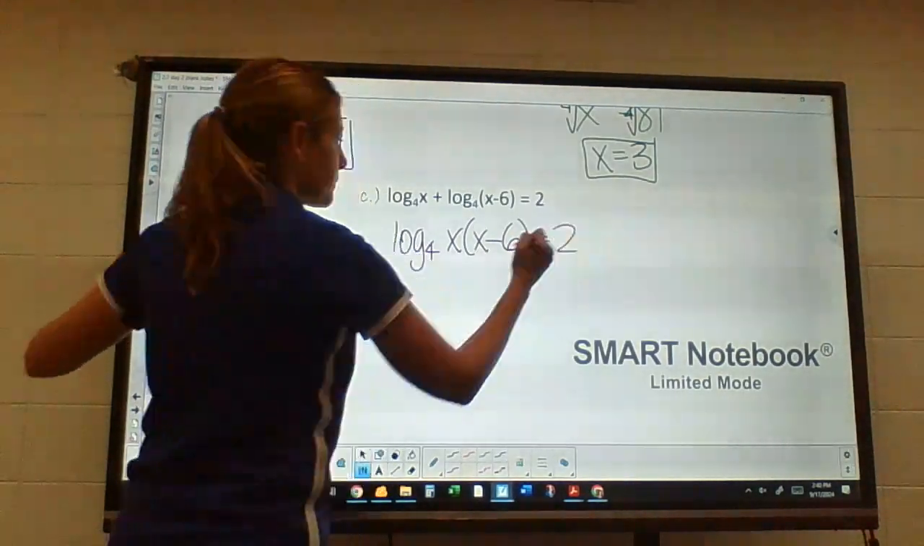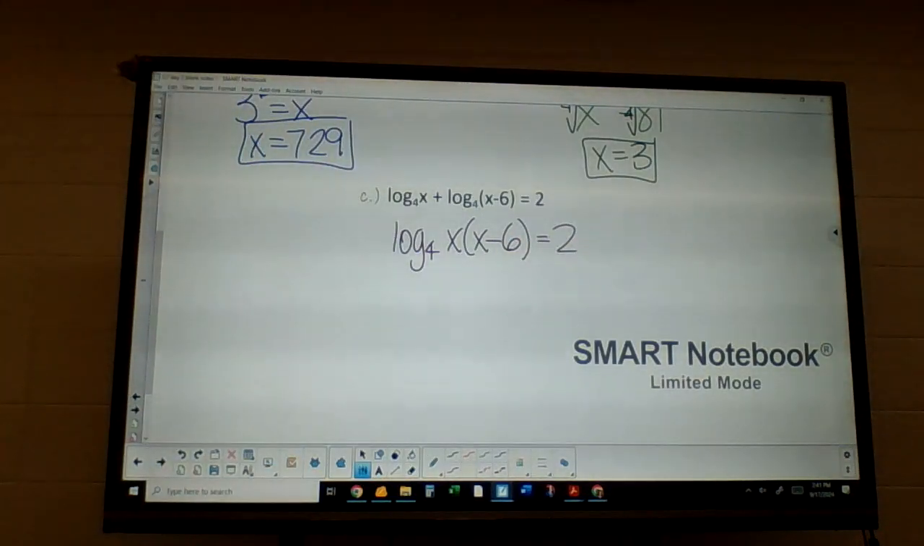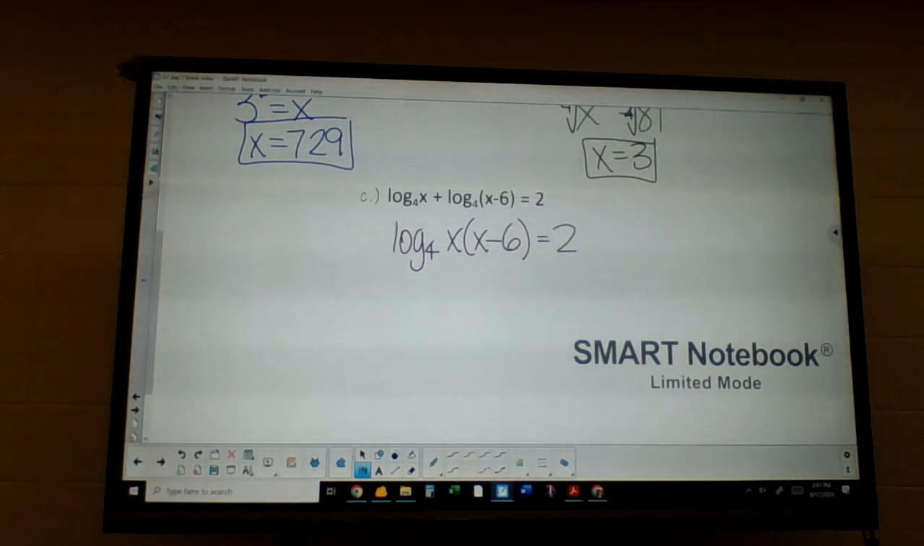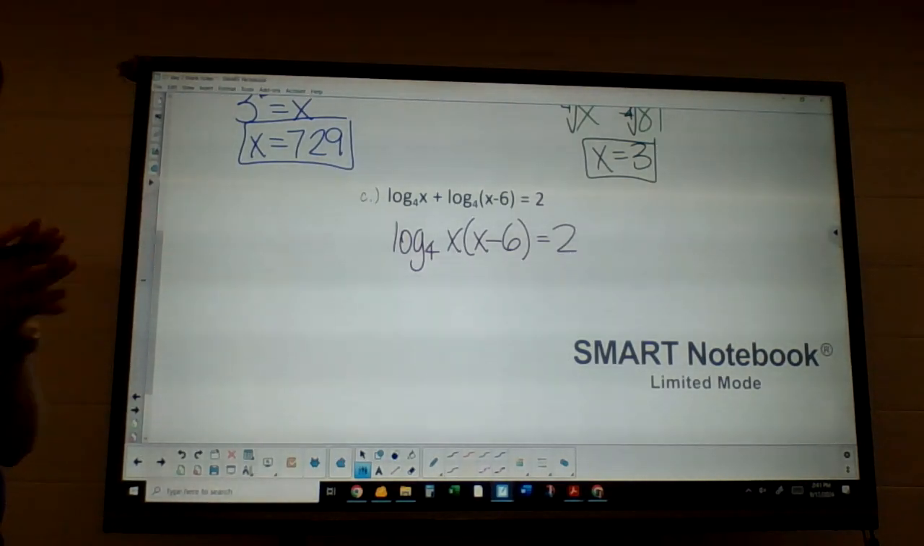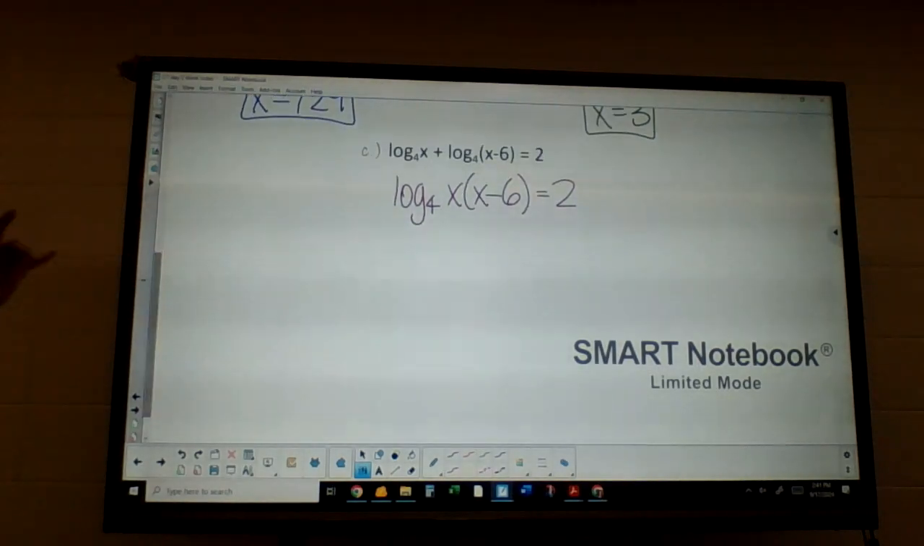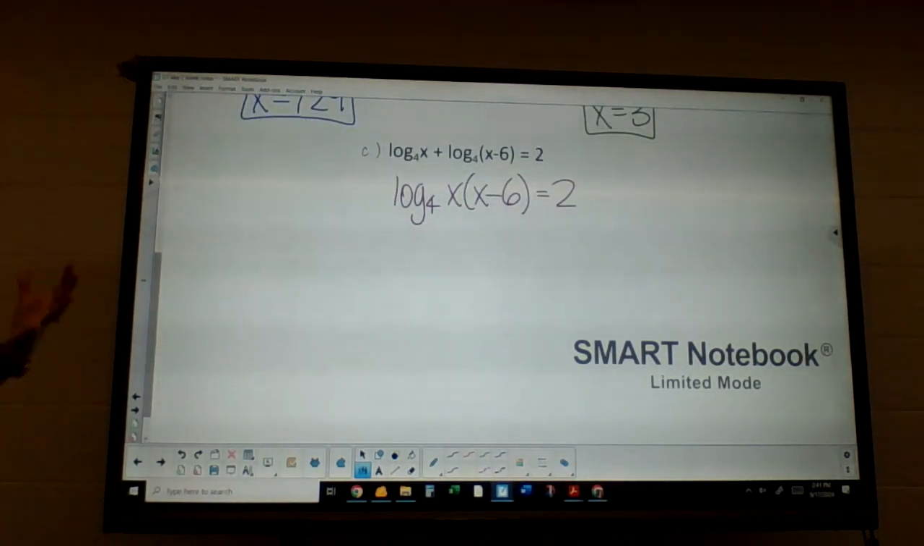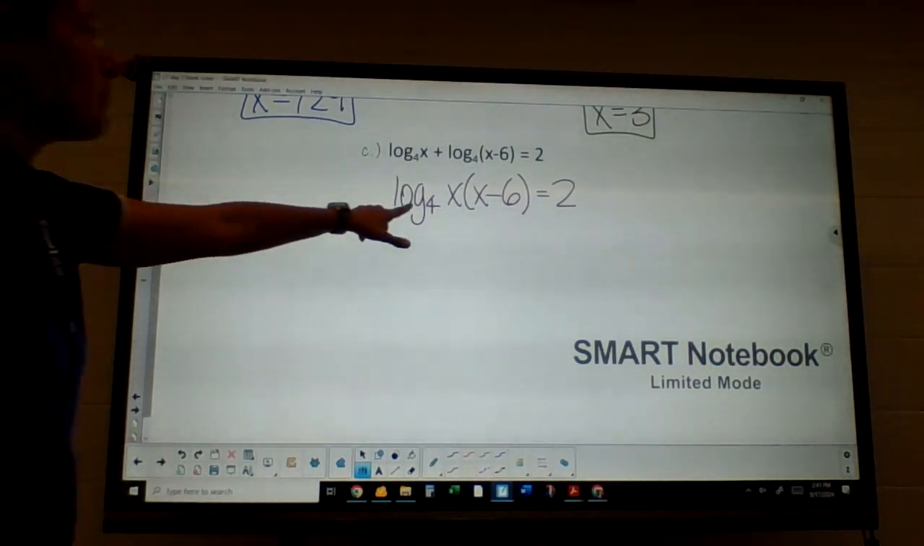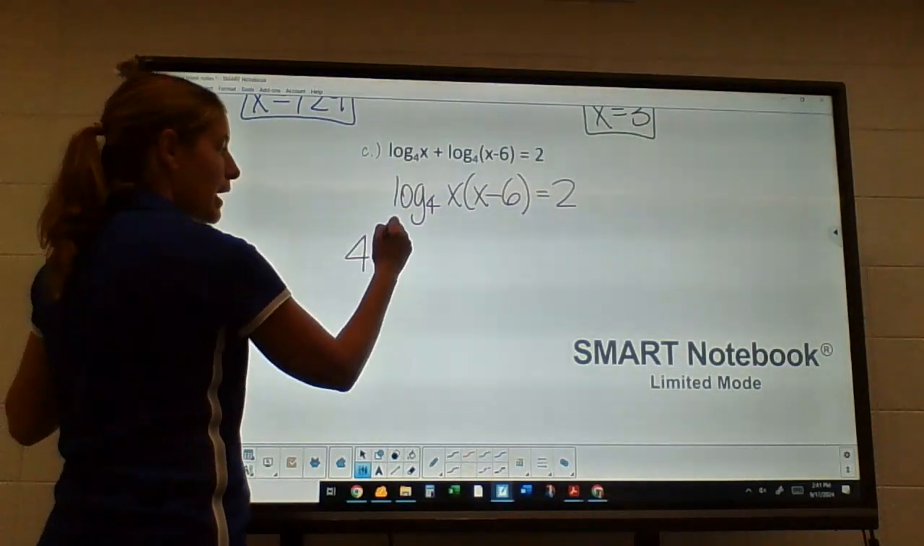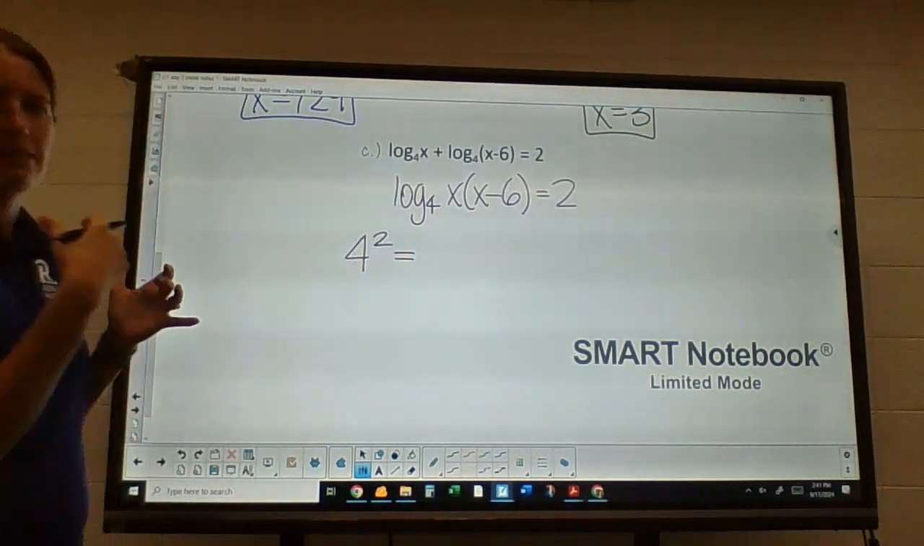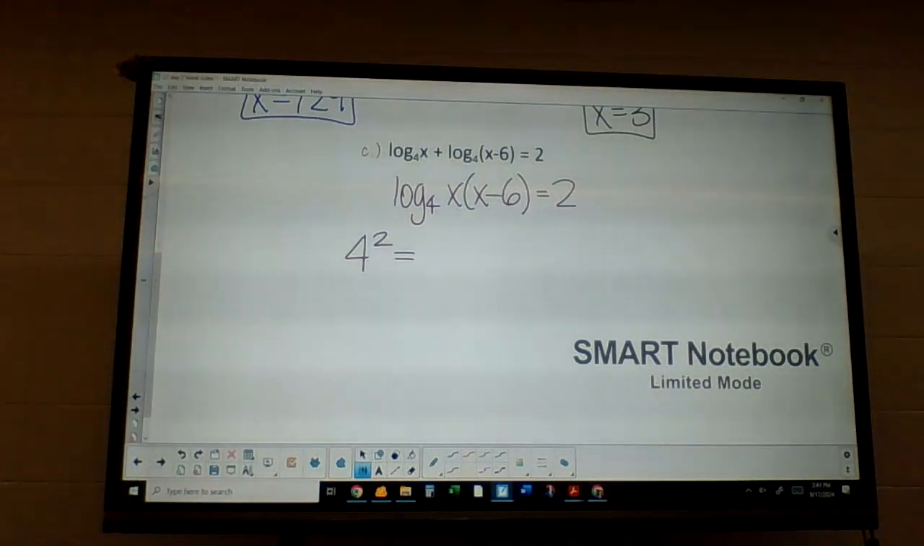Okay. Now it's a single logarithm. It's kind of a complicated one. We'll deal with that in a second. And this is something you probably maybe haven't seen before, so just hang with me here. At this point, now that we have a single logarithm, I'm going to suggest turning it over to exponential form. My base is 4. My exponent is 2. Well, that's just 16. Not a bad number to work with.